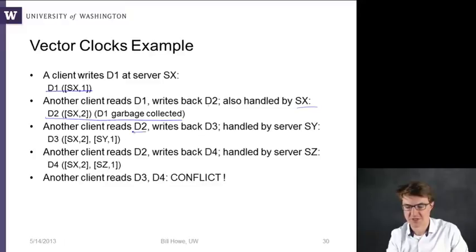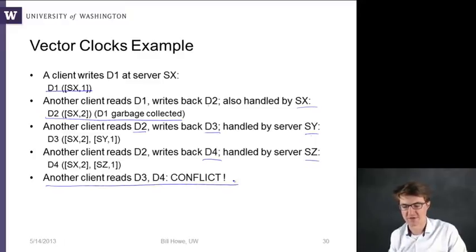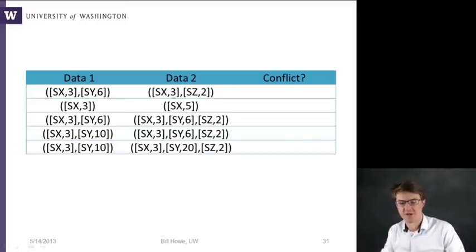Then separate clients read D2 and write back D3 and D4 on two different servers, SY and SZ. And then another client reads D3 and D4 and notices it and finds that there's a conflict. The system reports that there's a conflict to be handled. Okay, so let's practice with these.